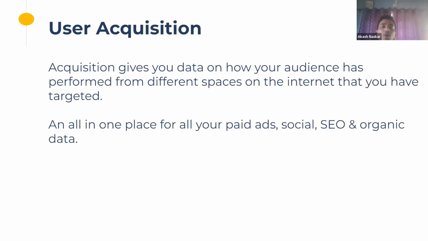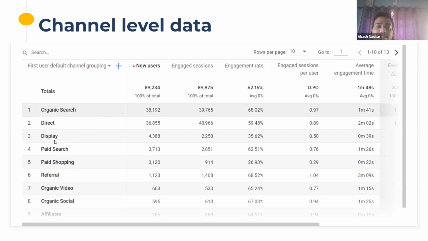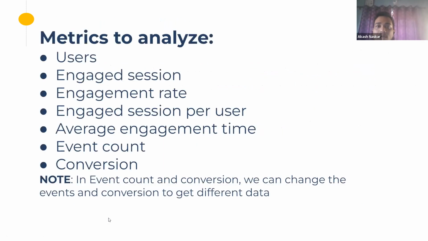Okay, so what we do is we go to the user acquisition. We saw that we have those already built: the direct, organic, and specific referral channels. So all of that we can see from our user acquisition: organic search, direct, display, paid search, paid shopping, referral, organic video. All of these common metrics are already there in the specific section. What are the metrics that we can analyze here? We can analyze users, engaged sessions, engagement rate, engaged sessions per user, average engagement time, event count, and conversions, right?